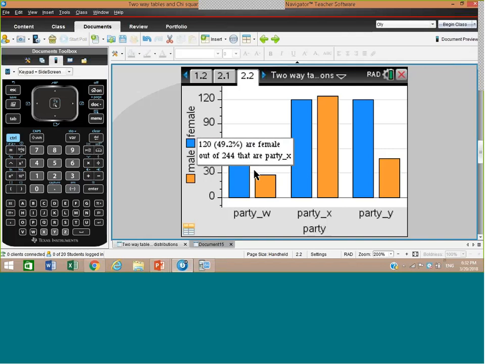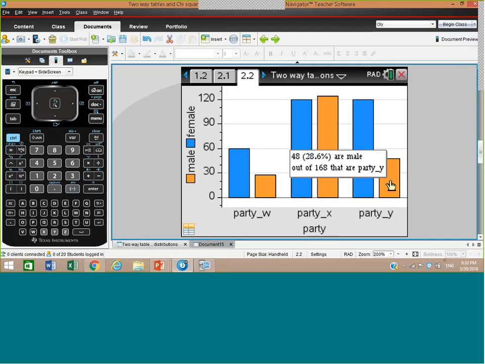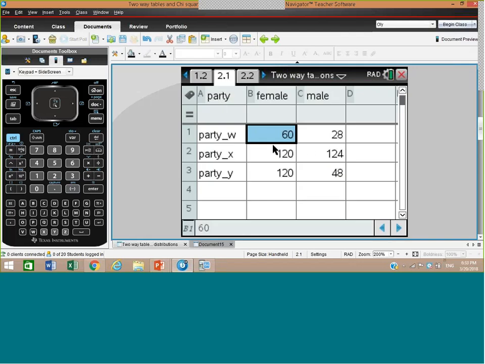And again, if we mouse over them, we can see, let's see, this is the 68% I think that Landy was talking about, and then the 31%. So male and female in party W, male and female in party X, and male and female in party Y. But again, if you're going to do that transpose and you'd like to get the bar graphs going the other direction, probably the best way is to create a new problem and build the transpose matrix and the new label variables.